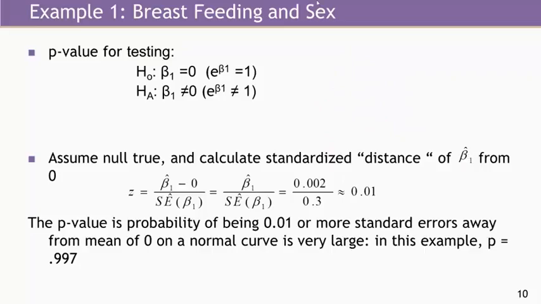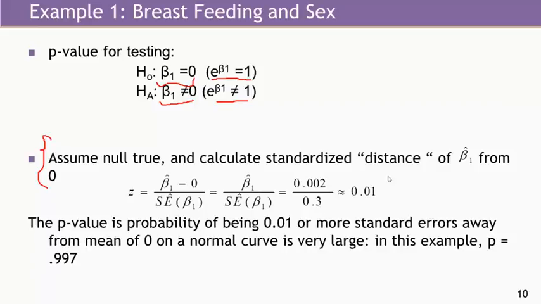What if we wanted to get a p-value? The p-value for testing the null that the slope is 0 versus the alternative that it's not 0, or in other words, that the odds ratio is 1 versus not 1. Well, this is business as usual. We do it on the slope scale. We assume the null is true, that our data comes from a population where the true slope or log odds ratio is 0. We measure how far our result is in standard errors.